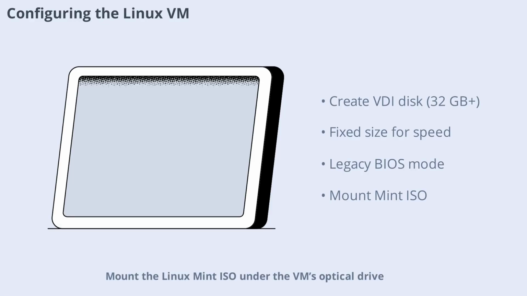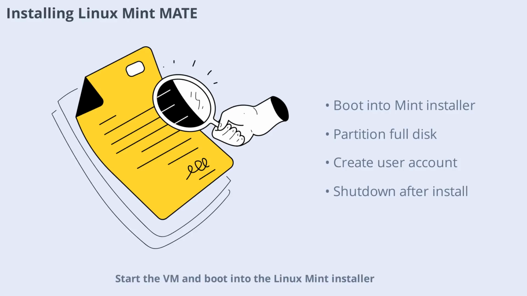Mount the Linux Mint ISO under the VM's optical drive. Start the VM and boot into the Linux Mint installer. Proceed with a standard installation, partitioning the full 32 GB disk and creating your user account. Once installation is complete, shut down the VM. Your Linux Mint system is now installed inside the VDI file, ready for further configuration.